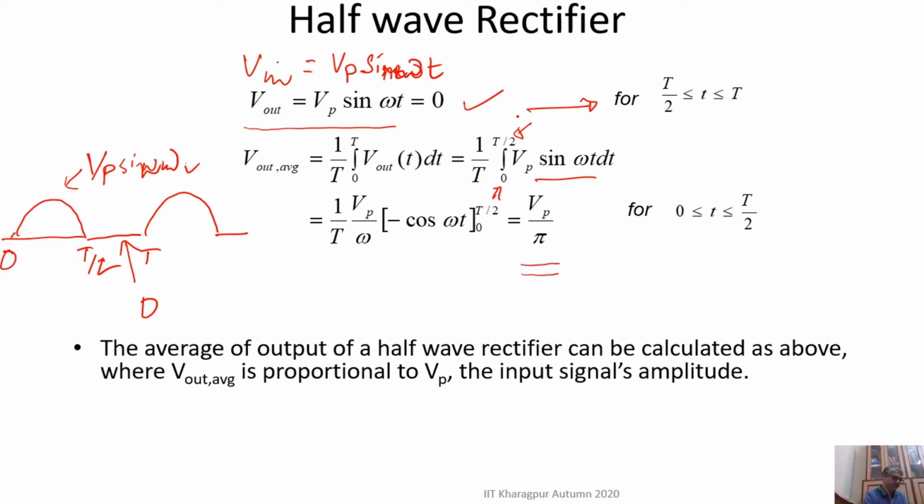So to find the Vout average, we can write 1 over T, integral from 0 to T of Vout(t) dt. That's basically your Vout average, and you can just perform that integration and you will get the average Vout is Vp over pi, right?